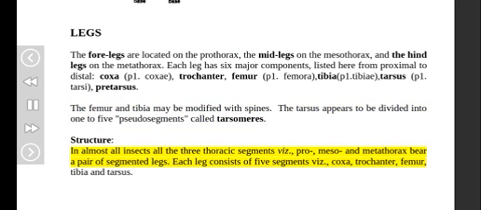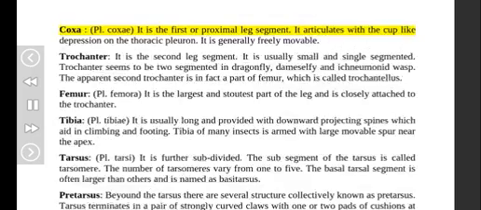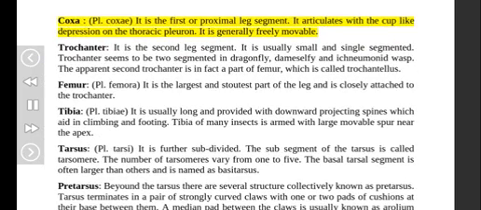Structure. In almost all insects, all the three thoracic segments, viz. pro, meso and metathorax, bear a pair of segmented legs. Each leg consists of 5 segments, viz. coxa, trochanter, femur, tibia and tarsus. Coxa, plural coxae, is the first or proximal leg segment. It articulates with the cup-like depression on the thoracic pleuron. It is generally freely movable.